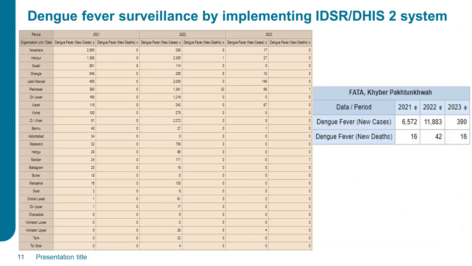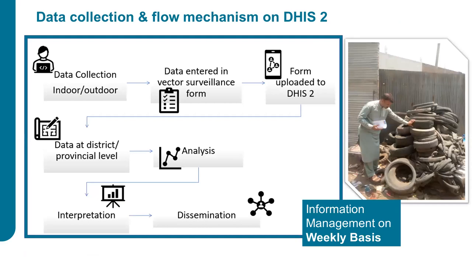This is basically a snapshot of the dengue fever cases reported by the KP province in the last 3 years through the IDSR DHIS2 system, which UKHSA established in collaboration with the National Institute of Health and Provincial Health Department. This was the first time that DHIS2 digitalized disease surveillance for dengue fever was established in any area of Pakistan. In my previous slide, I mentioned that the IVM program was struggling with technical and logistical resources to achieve multiple program indicators, which also includes the digitalization of surveillance methods. So UKHSA, after establishing the human dengue fever surveillance in the province, worked with the IVM program to digitalize the vector surveillance by introducing the DHIS2 vector surveillance system.